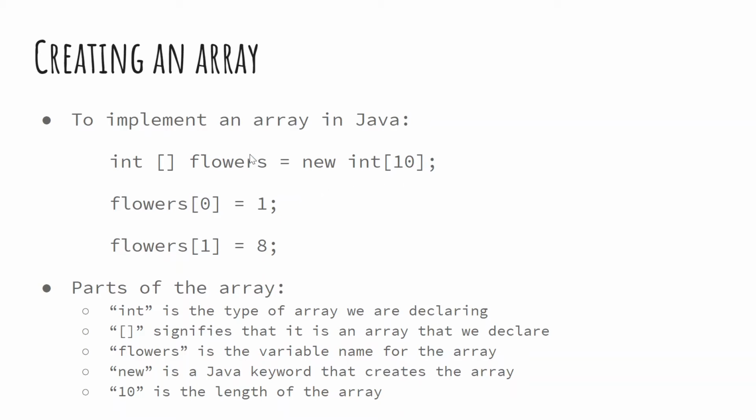So, if we want to set certain indexes equal to certain values, we would simply type the array name, the index we want to set that value equal to, and then the value we want to set it equal to. So, for example, we have flowers. We're setting the 0th index equal to a value of 1. And we can do this with all the other indices as well.